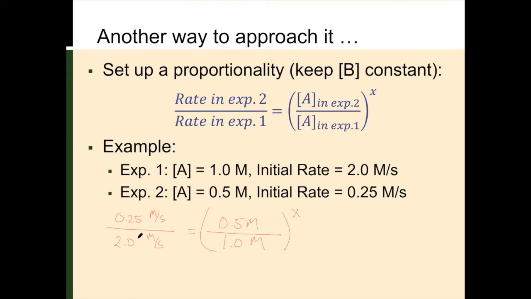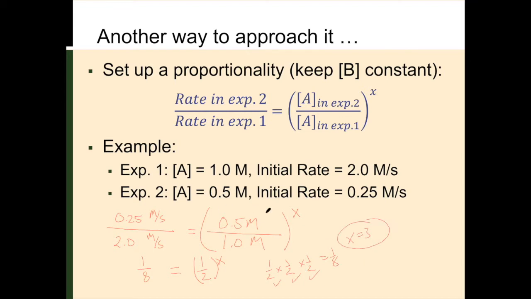If you were to plug this into your calculator, you would see that it comes out to 1 over 8, because 0.25 divided by 2 is the same thing as 1/8, or 0.125. And that's equal to 0.5 over 1, which of course is 1/2. So then you can just think about it logically. What exponent would I put on 1/2 to make it equal to 1/8? Well, 1/2 times 1/2 times 1/2 equals 1/8. So that means x is equal to 3. It's cubed. So x is equal to 3.